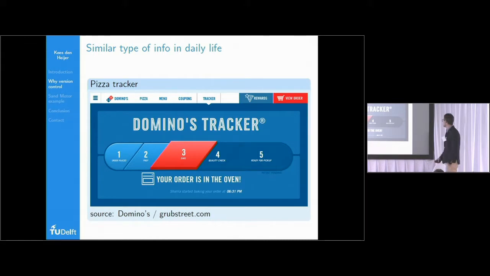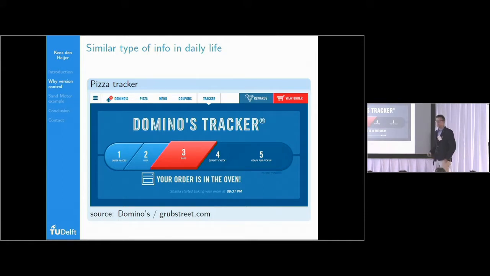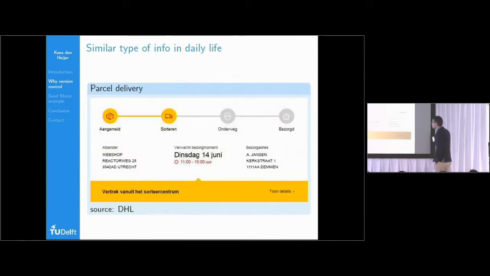If you order a pizza, you often see something like this. And let's not discuss today whether this is reality or just a psychological trick to give you the impression that they are working on it. But nevertheless, you see the steps that are taken and where it comes from. And also, when you order something online, you see similar information where you can see the status of your parcel.